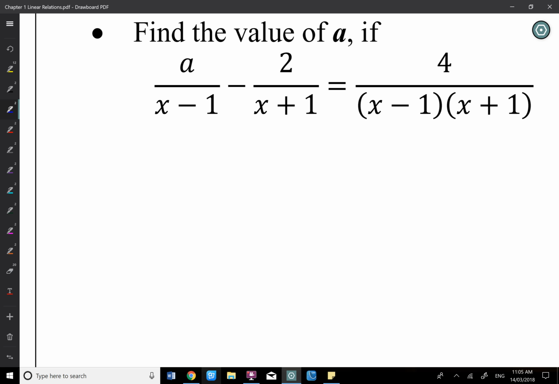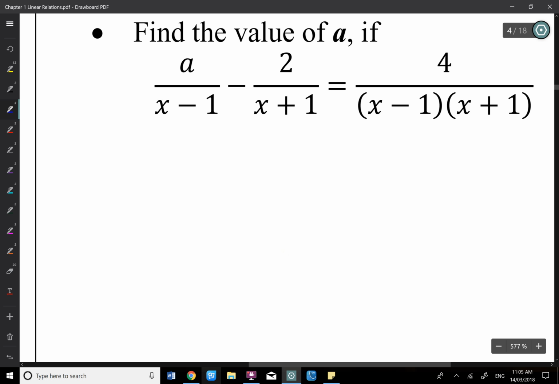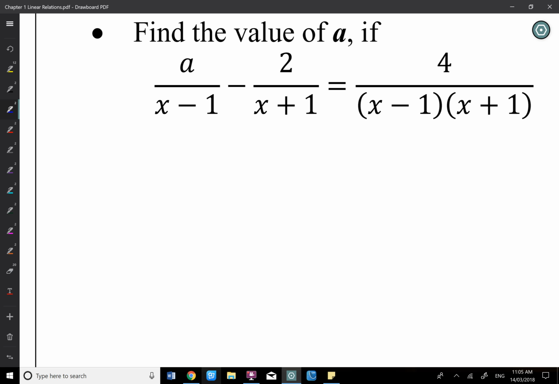Well, for example, I haven't learned solving linear equations. That's the next exercise. Then let's have a look. On the left hand side and the right hand side, what can you tell about the denominators?